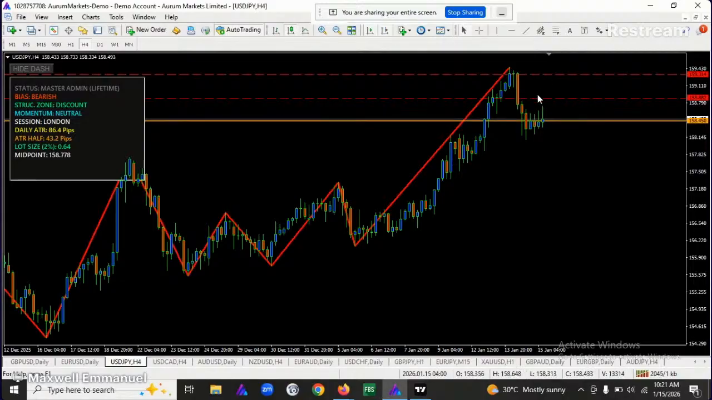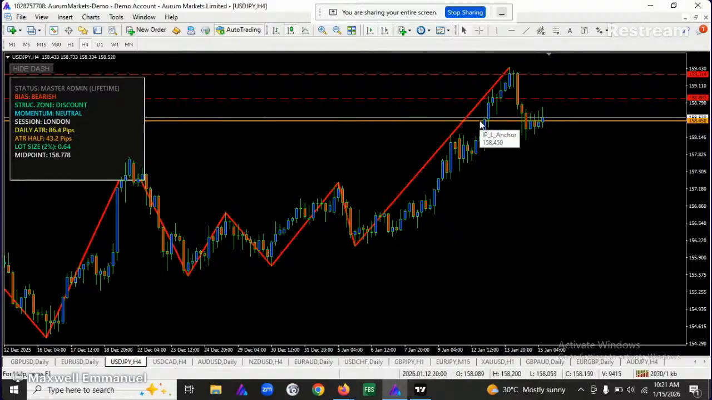You can see this is entry level 1. This is entry level 2. So we want to see price pull back into this zone. This is like your premium area. Price is at a discount now. We want to see price pull back to this zone before we sell. That will be a massive sell.